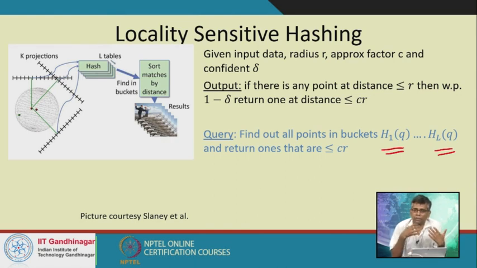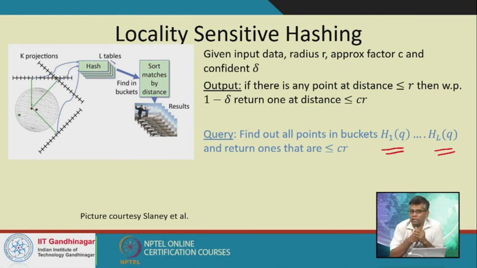All the data points have been mapped L different times. So you take the union of H1(Q), H2(Q), H3(Q) up to HL(Q), right? These are your candidate near neighbors. Now, not all of them will be at distance less than or equal to CR.